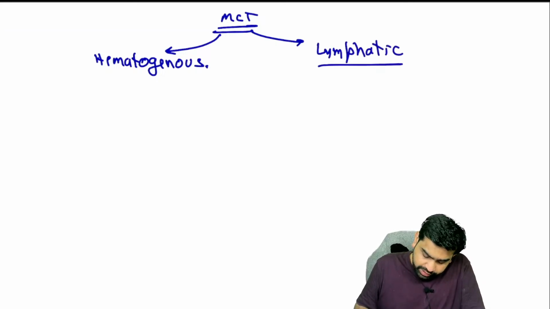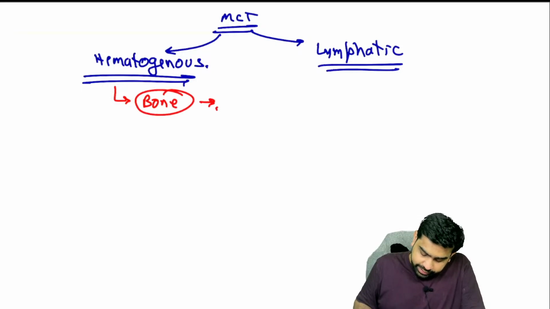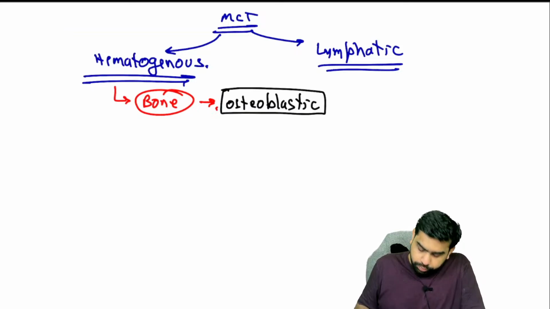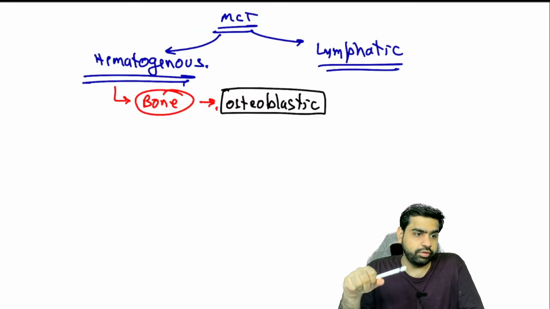Okay, so both are basically common over here, but hematogenous spread can happen. The hematogenous metastasis can go to the bones, and in the bone what does it lead to? It leads to osteoblastic metastasis. It doesn't lead to an osteolytic one, it basically leads to an osteoblastic metastasis. So that is what you need to understand over here.